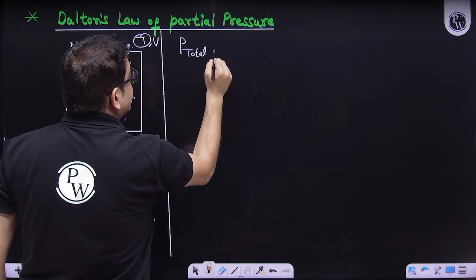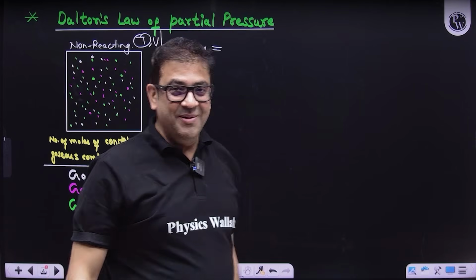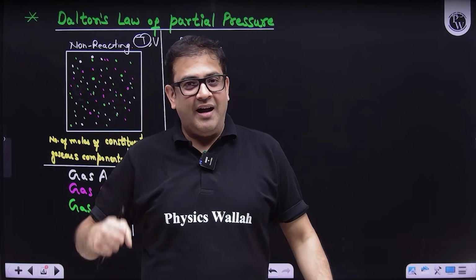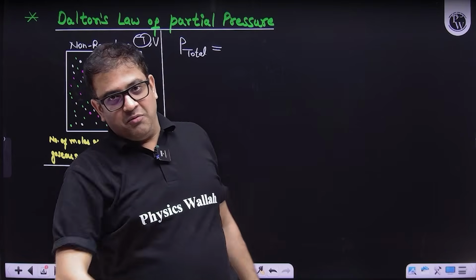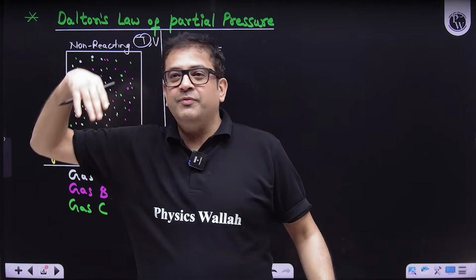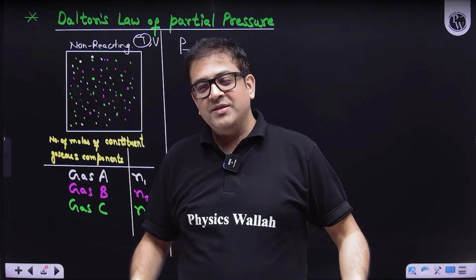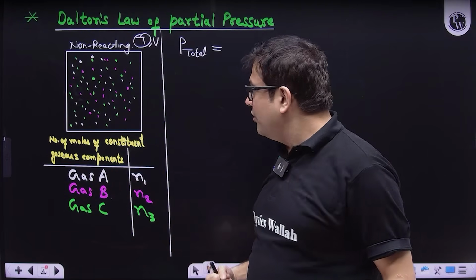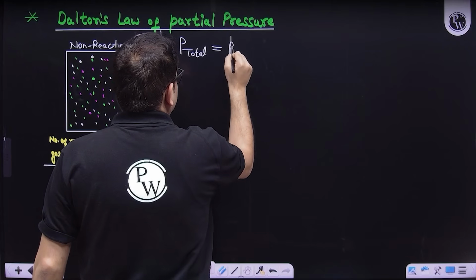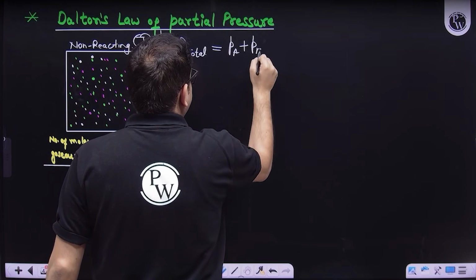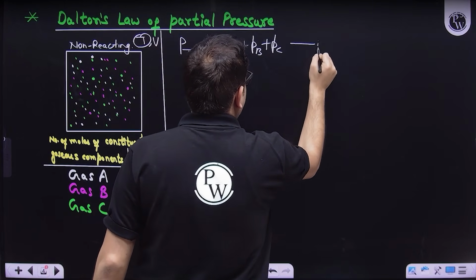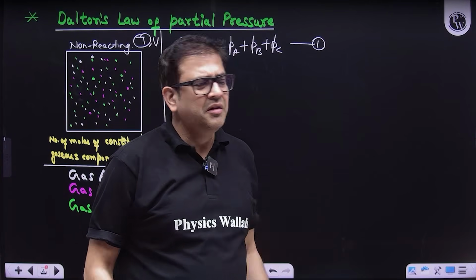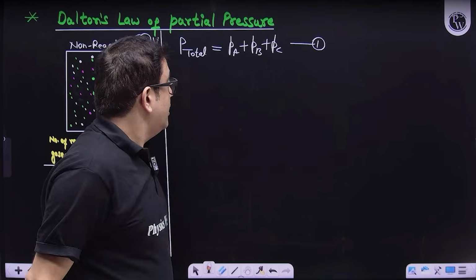The total pressure, I can say, sir, will come from the partial pressures of all the gases. If there are 3 people in this room kicking the wall from inside, you will feel some pressure outside. So what will be the total pressure? The pressure that all 3 of us apply by kicking the walls. So total pressure is equal to partial pressure of A plus partial pressure of B plus partial pressure of C. This is Dalton's first law. Easy. Common sense.